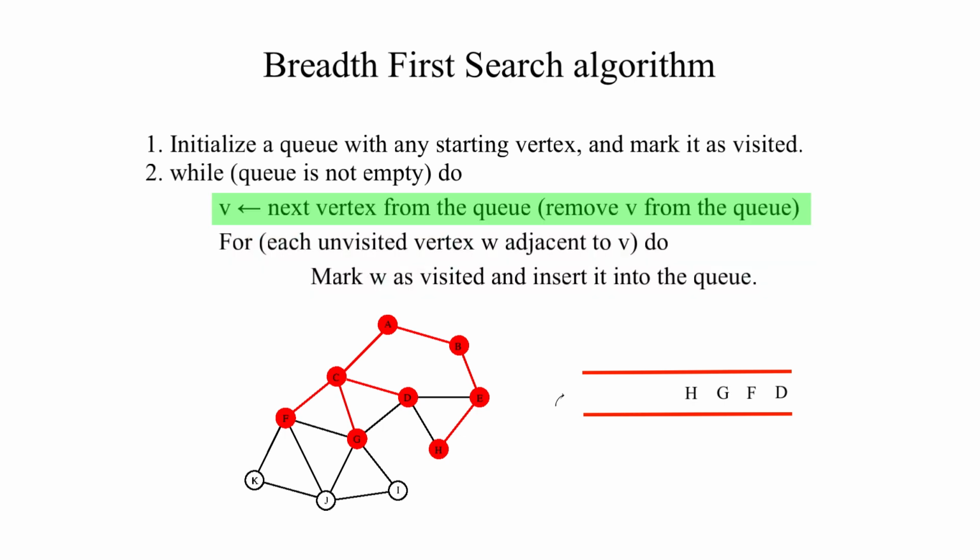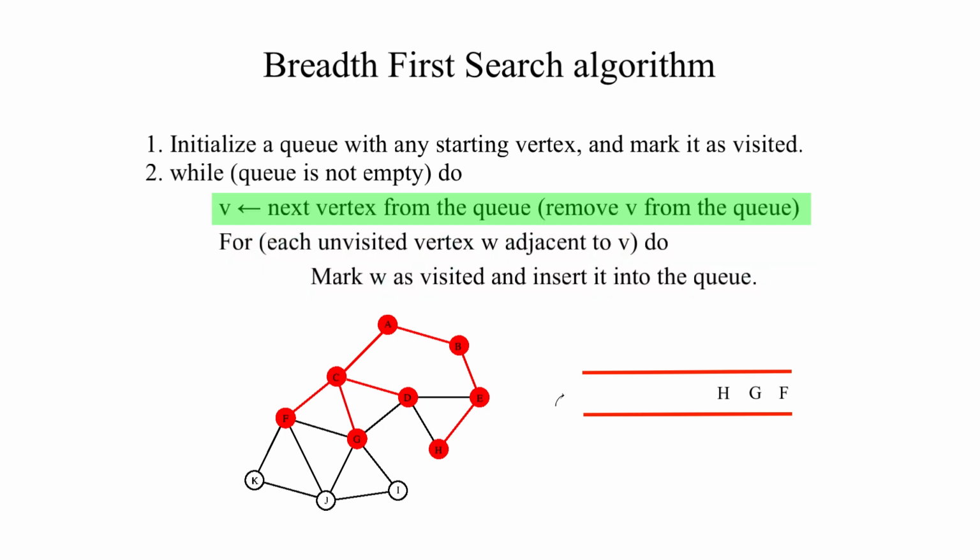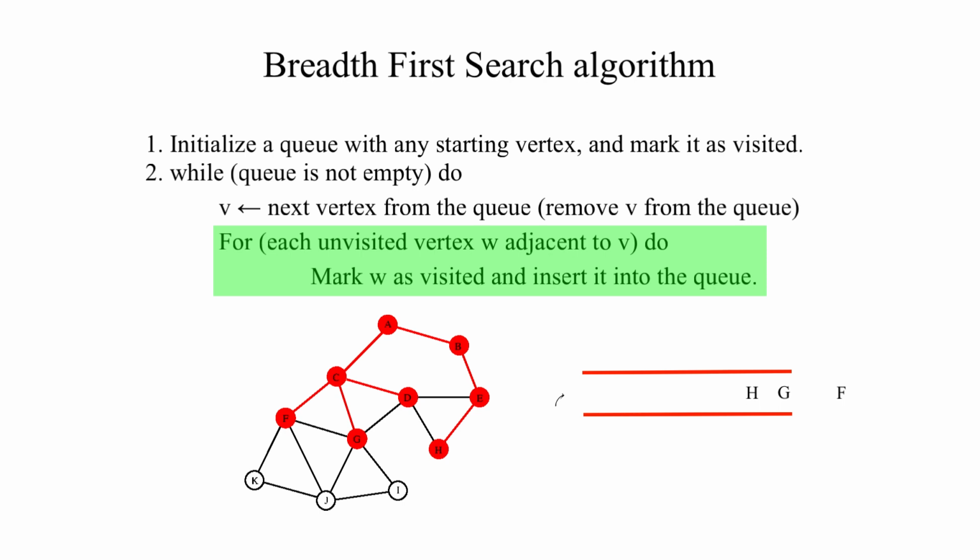Following the algorithm, take the next vertex from the queue, vertex D, and remove it from the queue. For each unvisited vertex adjacent to D, mark it as visited, and insert it into the queue. Every vertex adjacent to D is visited. So, nothing is done. Following the algorithm, take the next vertex from the queue, vertex F, and remove it from the queue. For each unvisited vertex adjacent to F, mark it as visited, and insert it into the queue. So, we mark the vertices K and J as visited, and insert them into the queue.